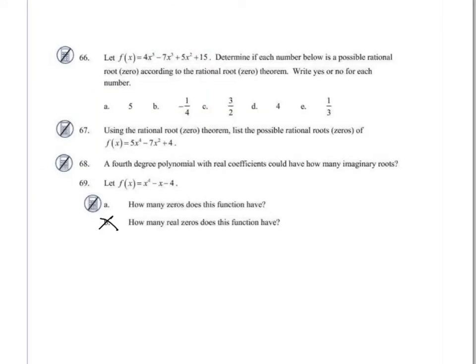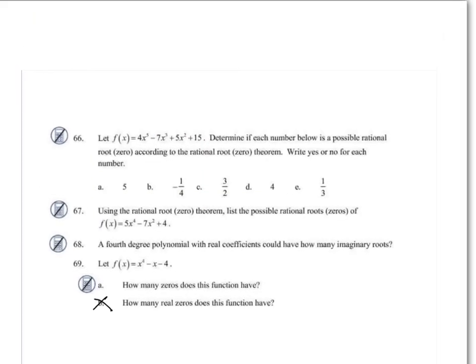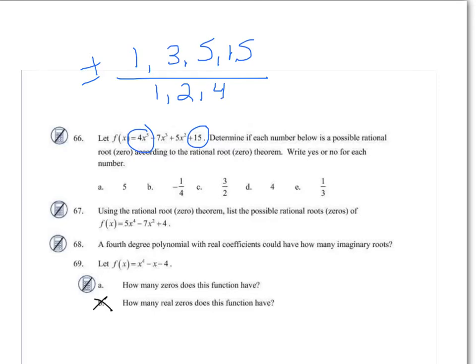Now for 66, is a possible rational 0. So what I'm going to do is list out my possibles. It's going to be the factors of 15 over the factors of 4. So let's see. Is 5, for this we get 5 over 1. So A is a possible, oh, you have to write yes or no. A is a yes.